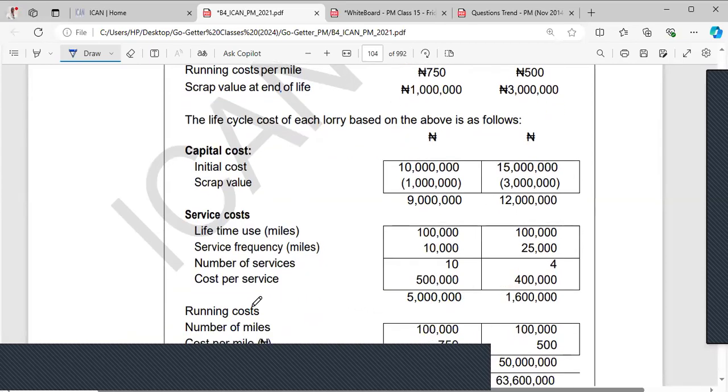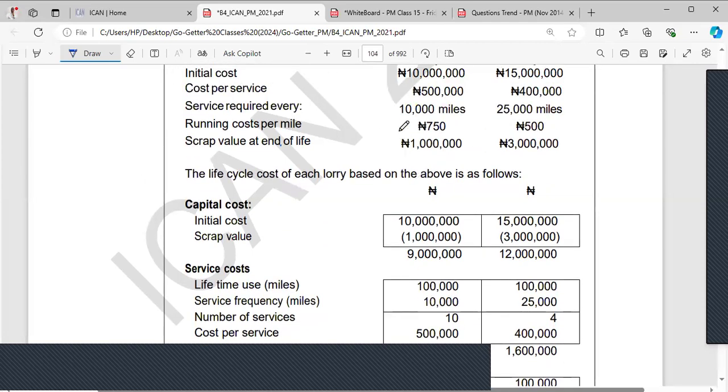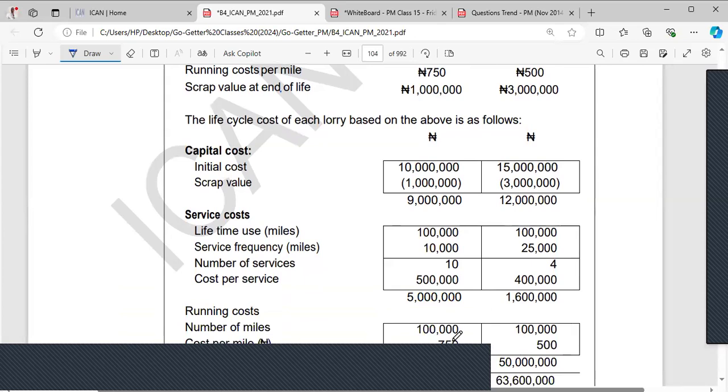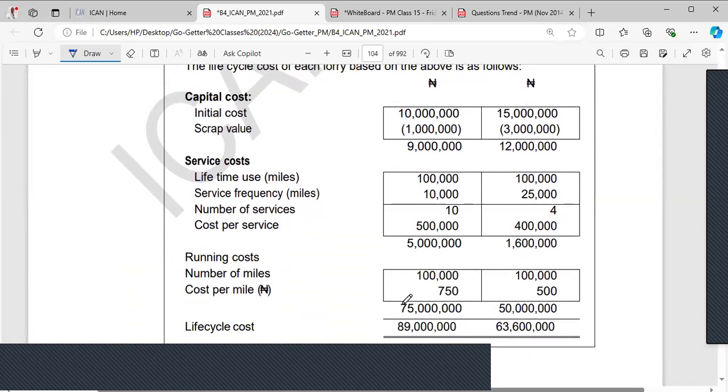That's your service cost. Then the running cost, number of miles, of course, is 100,000 in its lifetime, 100,000 in its lifetime. Then the running cost per mile is 750, 500. So that gives you 75 million as against 50 million. When you now add 9 million to 5 million to 75 million, 75 plus 9 is 84. 84 plus 5 is 89 as against 63 million.